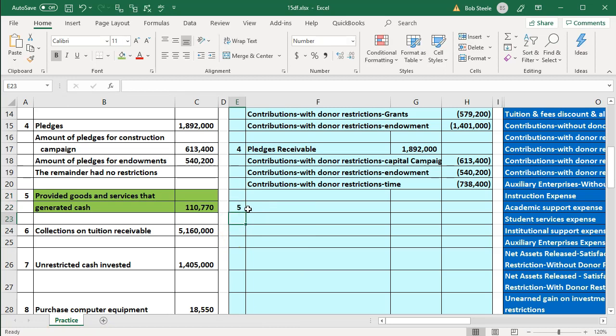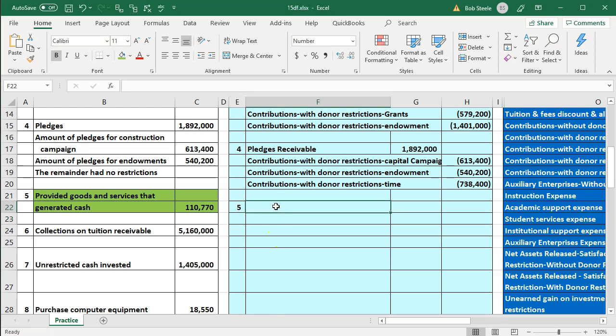We provided goods and services that generated cash. Now, if we provide goods and services, we're basically going to say that those are outside of our typical kind of items that we provide, which is education. And therefore, we're going to put it into some other category on the income. We want to categorize it at some other place, like it's not part of our normal type of operations. We're going to put that into an account called auxiliary enterprises.